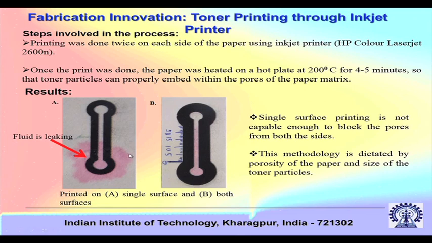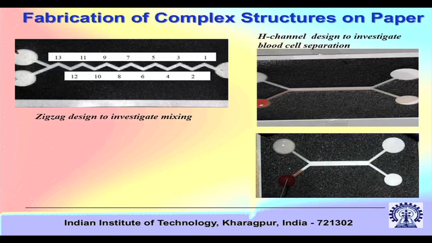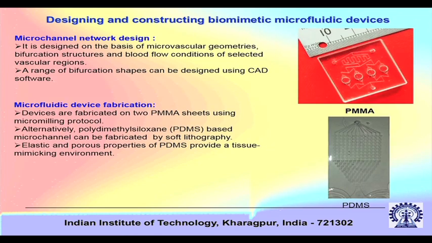Although you have pores, by embedding toner particles in the transverse direction, you do not allow the fluid to flow. So fluid will flow only in the longitudinal direction, but you have to do it on both sides of the paper because the pores are 3-dimensional structures. If you do it on one side, then you can see fluid is leaking, so that you cannot do. Using this you can fabricate complex structures on paper. Like you can use paper as a mixing device to make microfluidic mixing, study reactions and so on. Now what next?